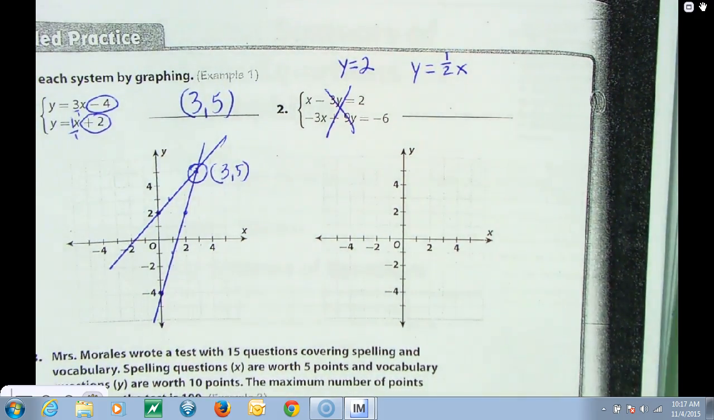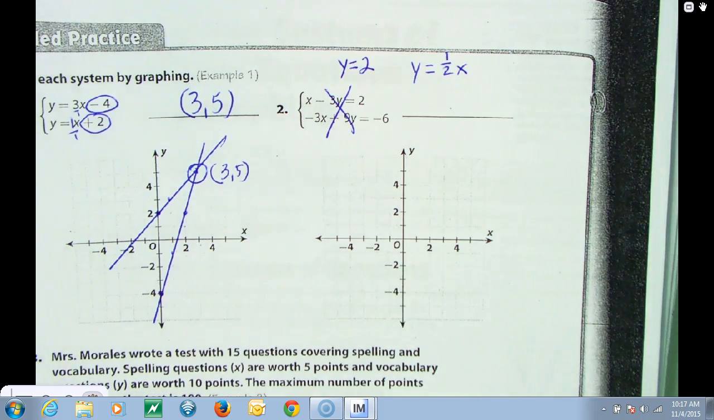Oh, no. Thank you, Logan, for noticing that. It's y equals 2. It could be, but this is a different line. Nope. y equals 2.